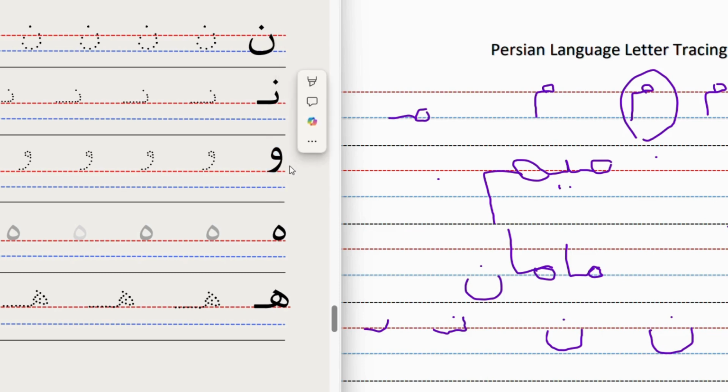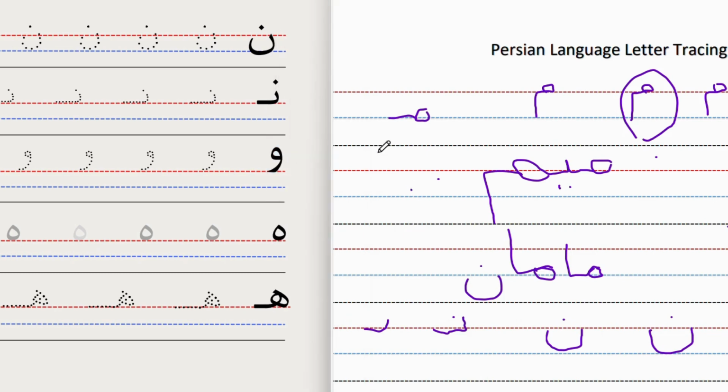The sound is like v, like wallet, for example. So how do you write it? You start from above the red line and you form a circle and a curvy line, but it must be connected. It is just like maybe the number 9 in English, but a little different. So like this, one more time. It is pretty simple. You start from above the red line with a small circle, and then you come down.